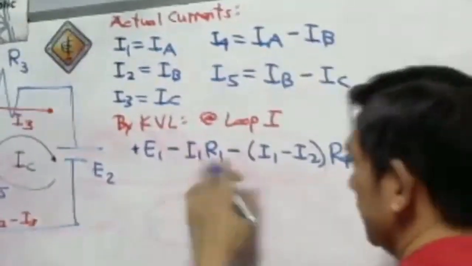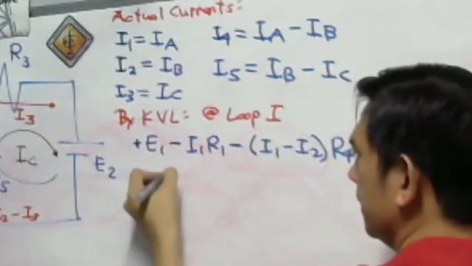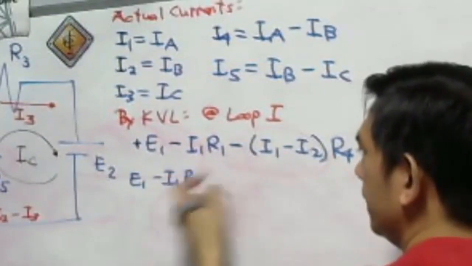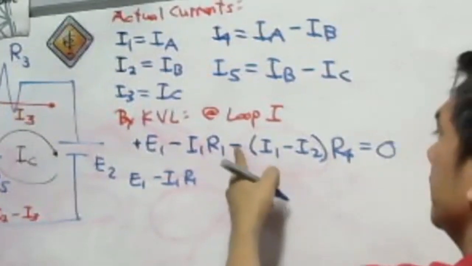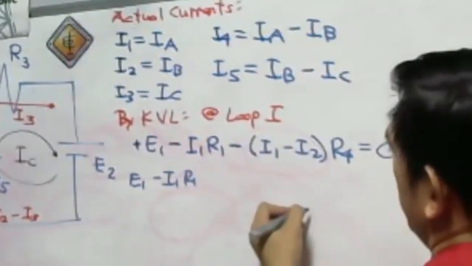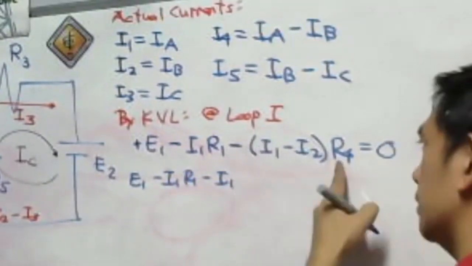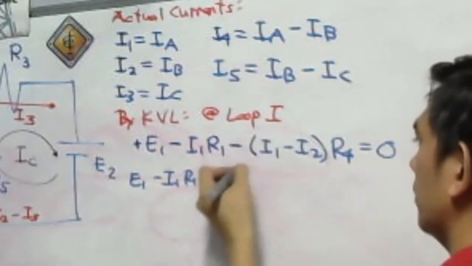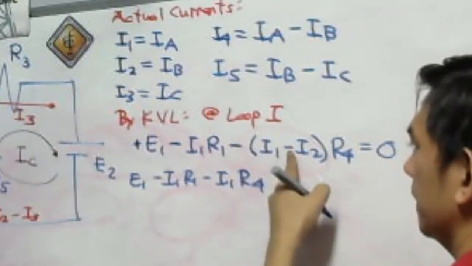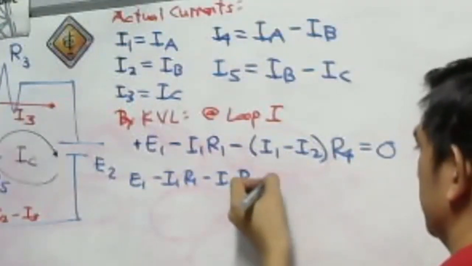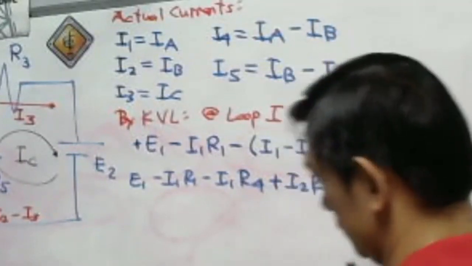Now, let us have this one. E sub 1, positive E sub 1. Let us simplify. Minus I1 R1. Then let us distribute our negative here. So we have here negative I sub 1. Then also let us distribute R sub 4. Negative I sub 1, R sub 4. Then negative, negative, it will become positive, right? Positive I sub 2, R sub 4. That is equal to 0.